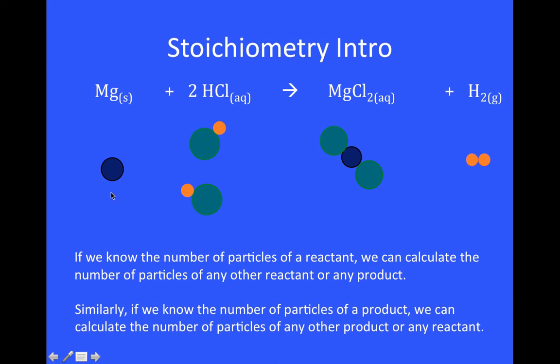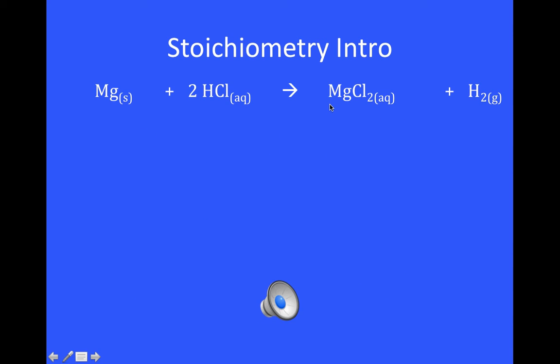Now what we're saying with this is if I know how much magnesium is reacting, I can figure out how much hydrochloric acid it's going to react with, and I can figure out ideally how much product it's going to make. Or I could look at the magnesium chloride and see how much of the reactants I need in terms of particles and how much hydrogen would be produced as well. So that's what we're going to be doing. We're going to be moving around using the balanced chemical equation into the land of moles.